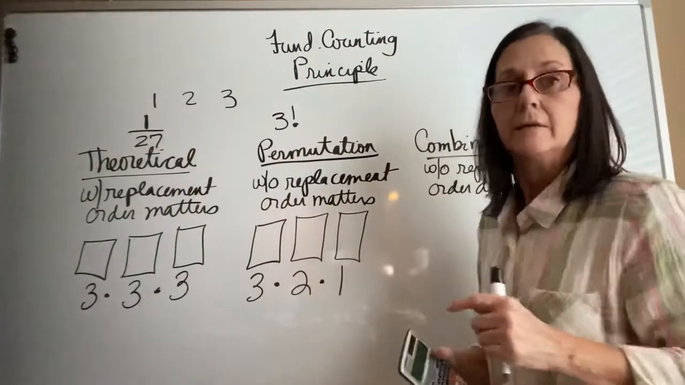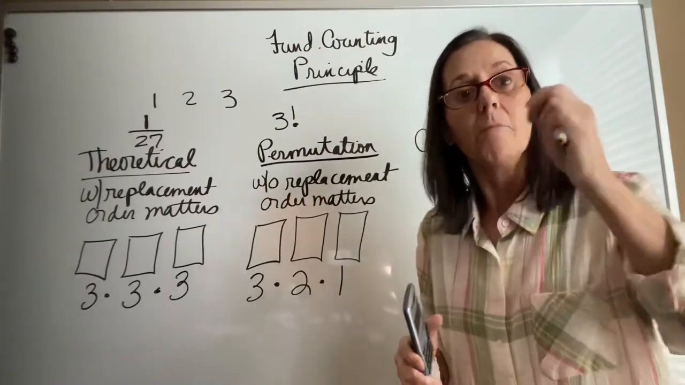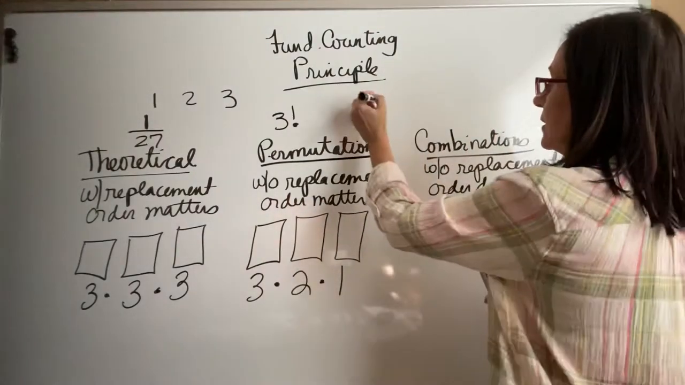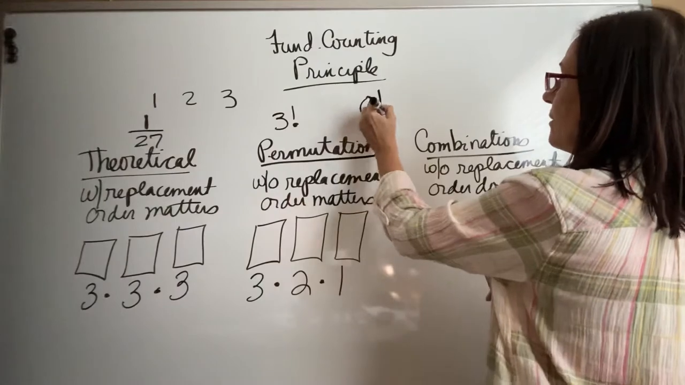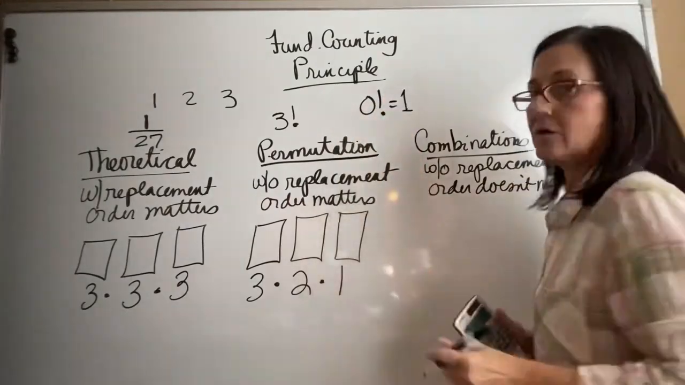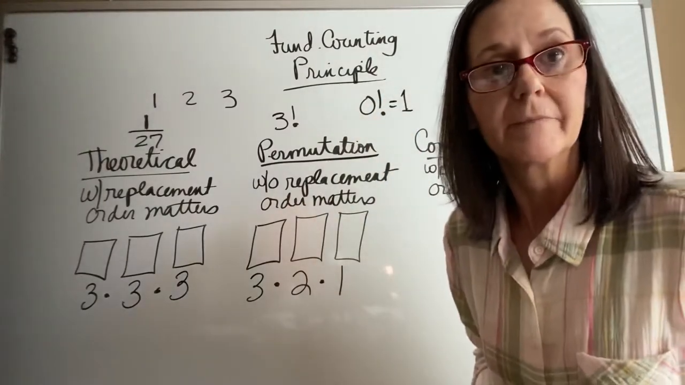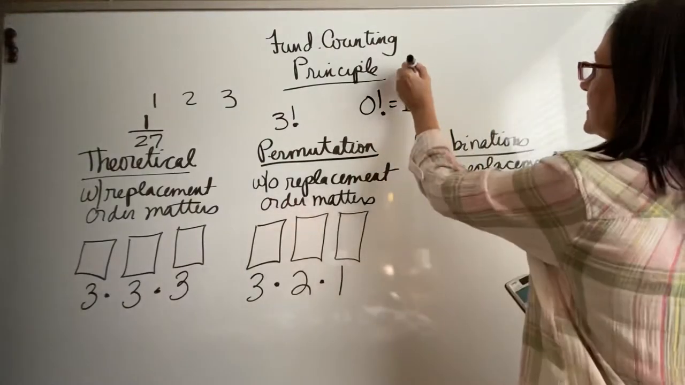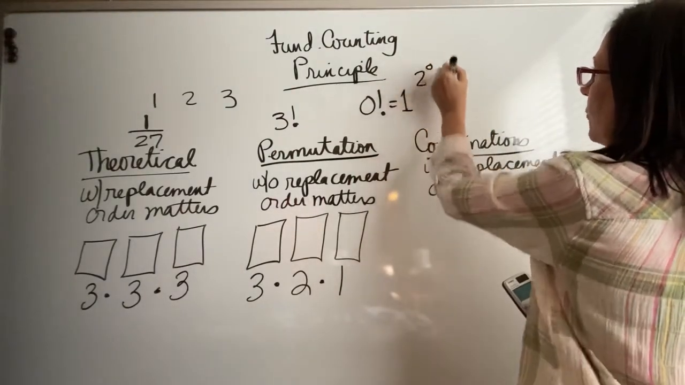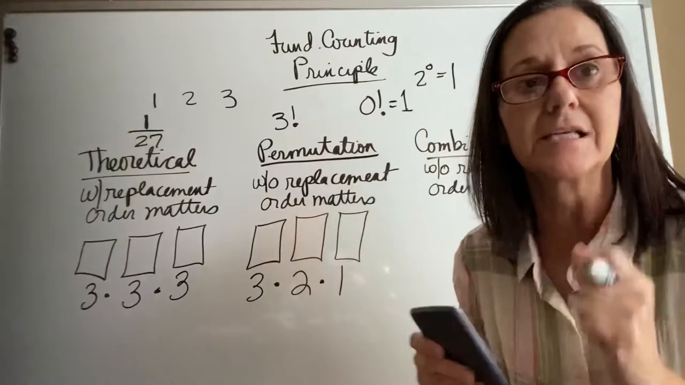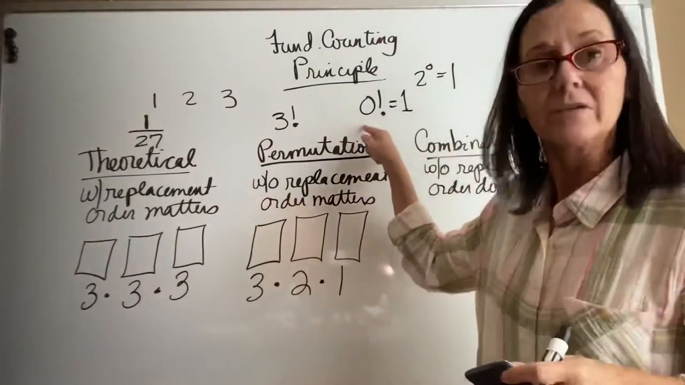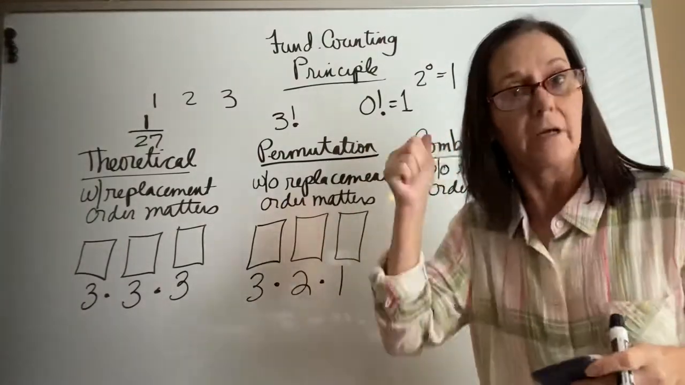To 1. Now here's what you can count. You could do this in your calculator, but 0 factorial is always equal to 1. It's very similar to the concept of 2 to the 0 power is 1. Very similar to that. It says I can count this one time. That's really what it's saying, okay?